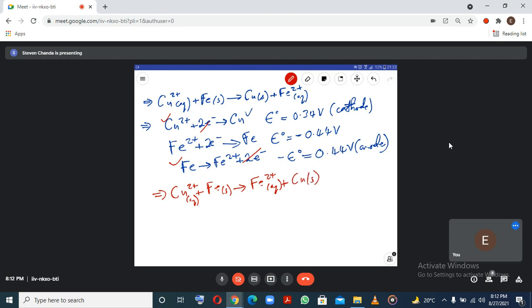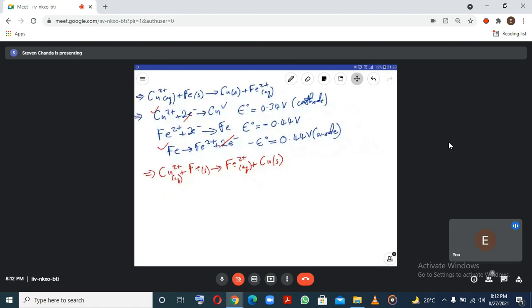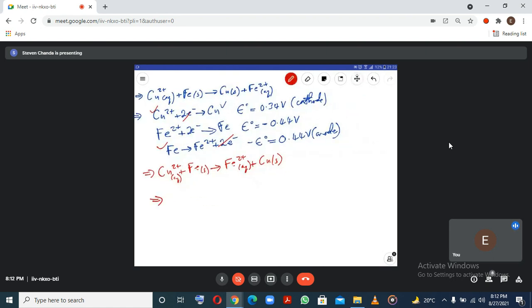So you see, how many electrons were there from the balanced equations? There were two electrons, right? From the equations that we had. And since both had two electrons, we didn't have to multiply any reaction to balance the electrons. They were already balanced. So then you now bring up the equation for this.